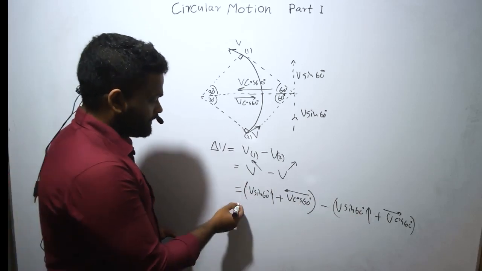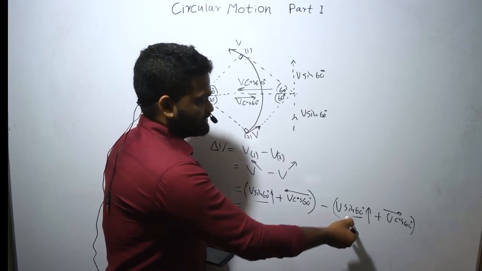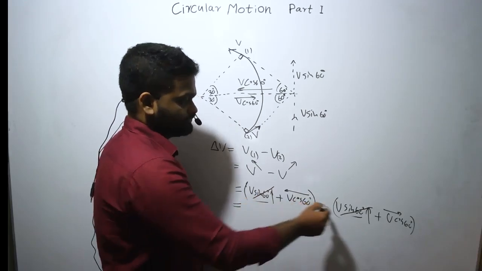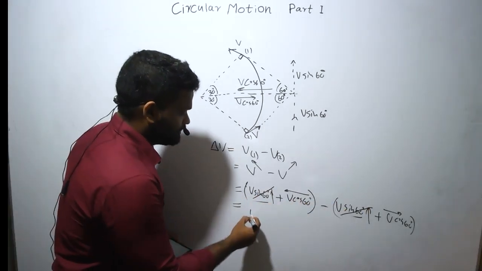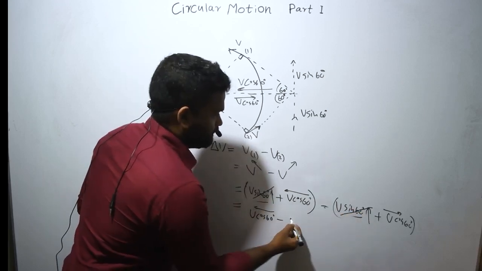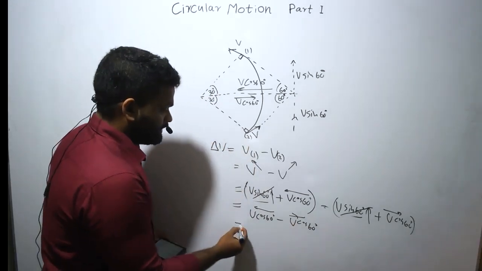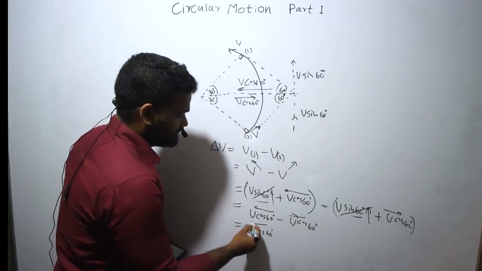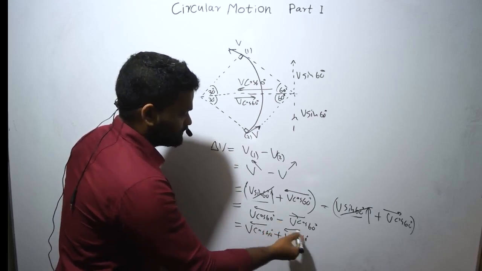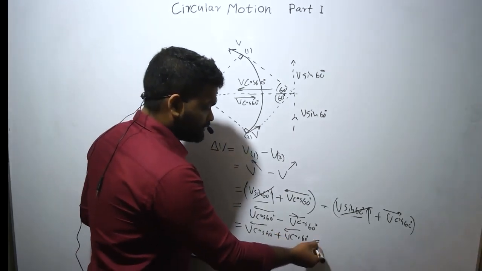Right. Then you can see that this V sine 60 and this V sine 60 are in the same direction, and there's a minus here. So you can cancel these two, right? Then what do you end up with? V cos 60 to this direction minus V cos 60 to the opposite direction. Okay. V cos 60 to this direction. Then you can make it minus minus plus V cos 60 towards the center. Now they are in the same direction. You can just add them. So what do you get?